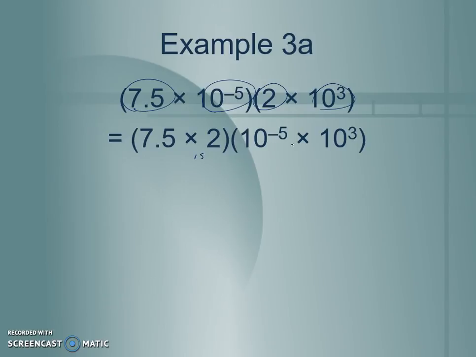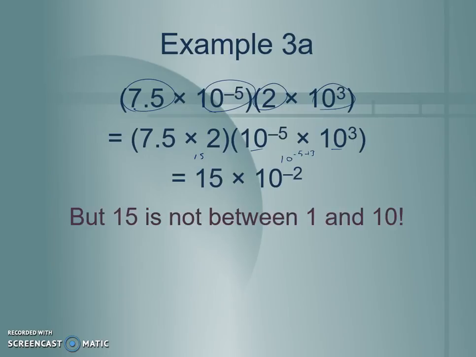And then whenever we're multiplying like bases with exponents, we add the exponents. So we have 10 to the negative 5th plus 3, which will be 10 to the negative 2nd power. So we have 15 times 10 to the negative 2nd power. But are we done? No, because 15 is not between 1 and 10. So we're going to have to move that decimal over one place. Our number is appearing smaller because it's going to appear as 1.5 instead of 15. So since it's getting smaller, this is going to get bigger. If it's negative 2, we're going to move it up 1, so it's going to be 10 to the negative 1st instead.